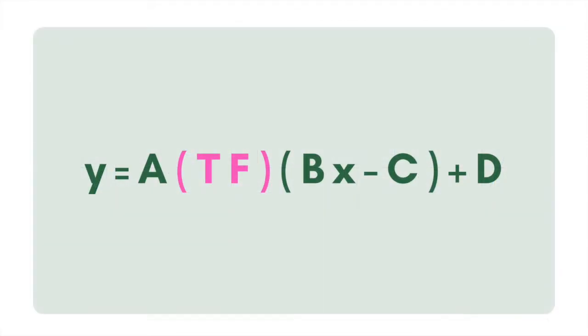The next part of our equation is a trig function. Here you will find sine, cosine, tangent, secant, cosecant, or cotangent. After that, we see bx minus c. b will help us find the period.